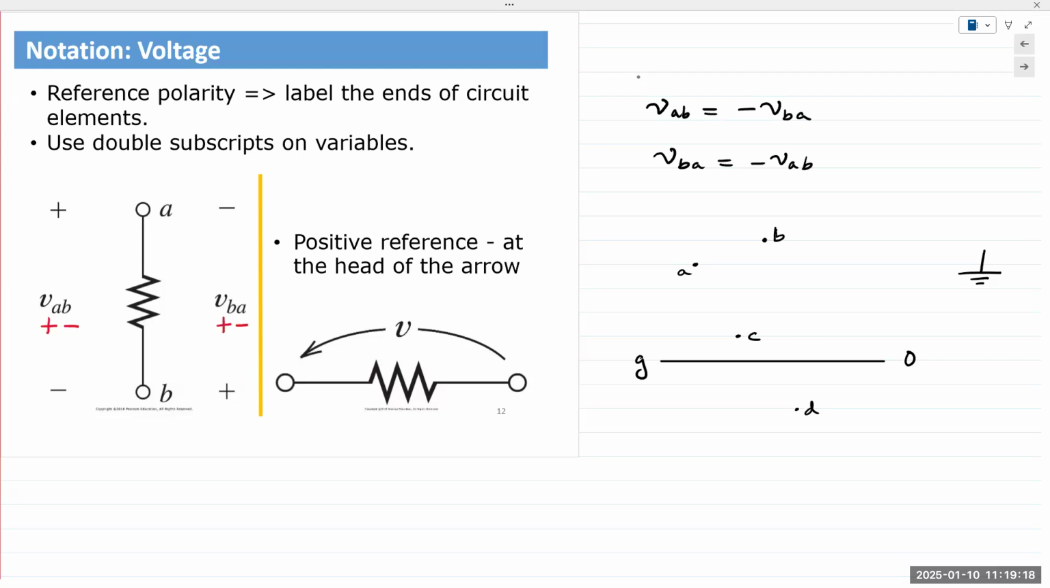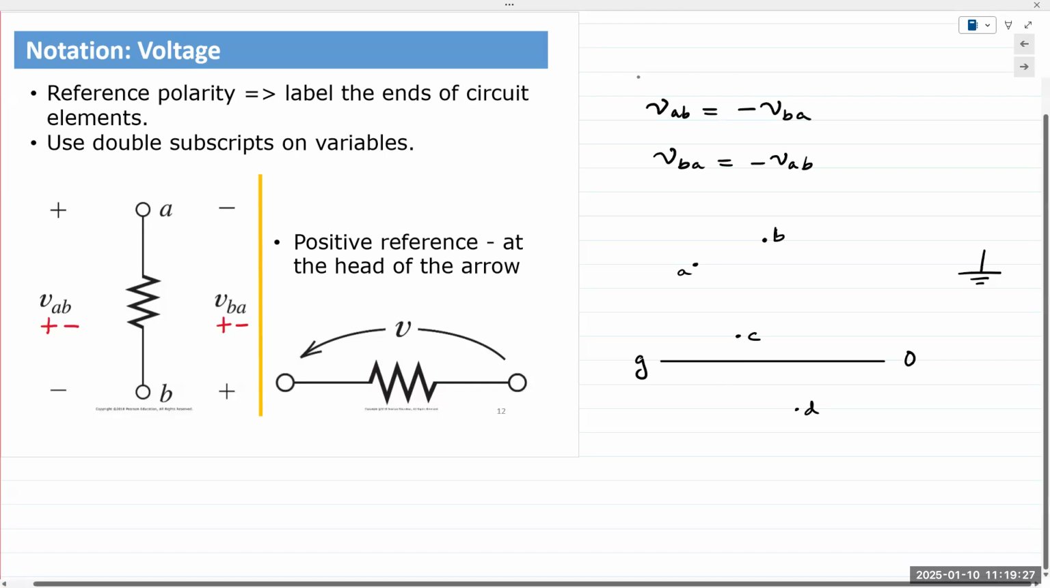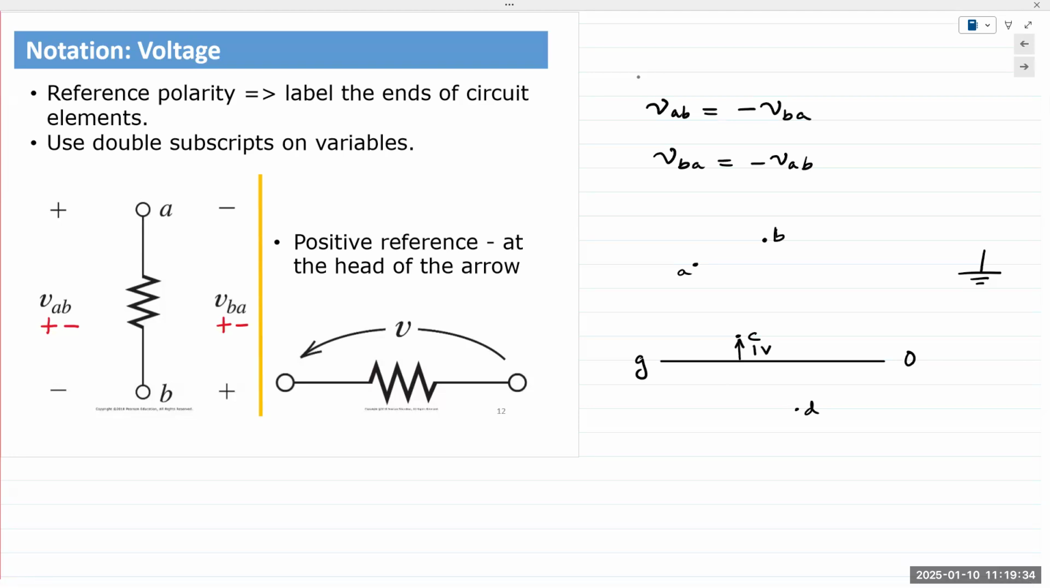And let's take each line as 1 unit. So how far above G is C? What is the distance between G and C? 1 line, right? So let's say 1 volt. So if you say VC, meaning your reference is with ground, so VC is equal to VCG, then you don't need to use a 2 subscript notation. You simply state VC, the node voltage or the voltage at node C.